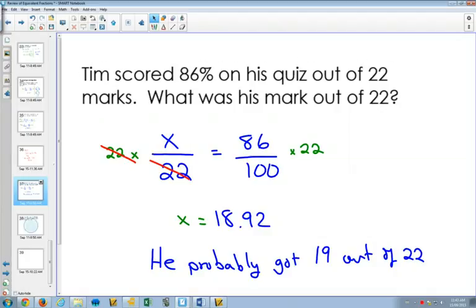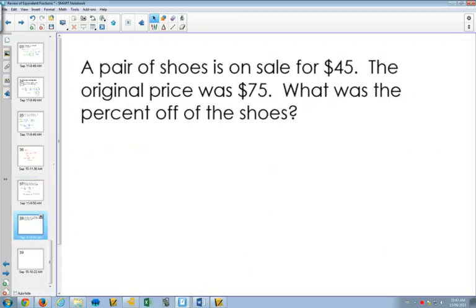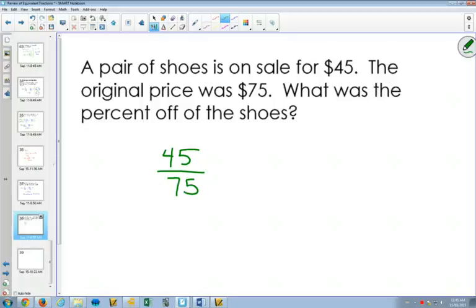Last one for you to try. So we've got our sale price and our original price. So we have 45 out of 75 is a proportion. If we want to find out what percent that is, because we don't know what percent that is, it would be something out of 100, because that's how we could write a percent. Now, if we figure out what x is, we can multiply both sides by 100, because we're dividing by 100.